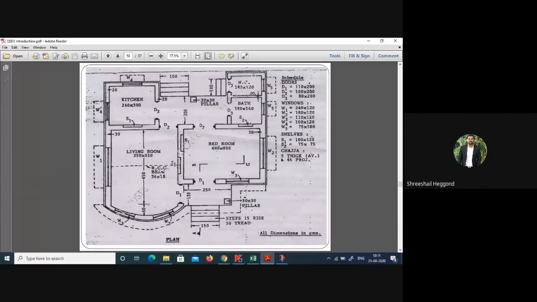Windows are of 5 varieties and shelves are given over here. Some building shelves will be given for aesthetic views. Half of the wall will be removed and the brickwork will be removed, and shelves will be created. Then a chajja is given, 5 centimeter thick on average, with 46 centimeter projection outside the wall. All dimensions are given in centimeter.